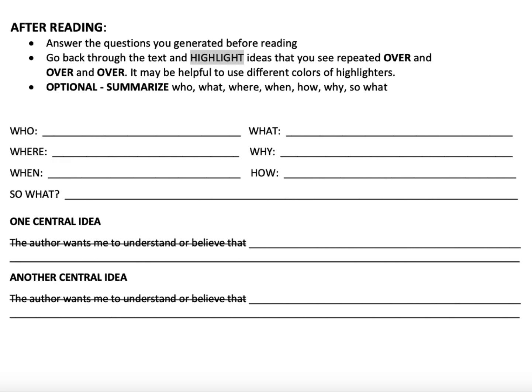So now I'm going to go back and highlight ideas that I saw repeated over and over throughout the text. This is really going to help me to think about what the central ideas are. What are the ideas that the author wants me to understand or believe?